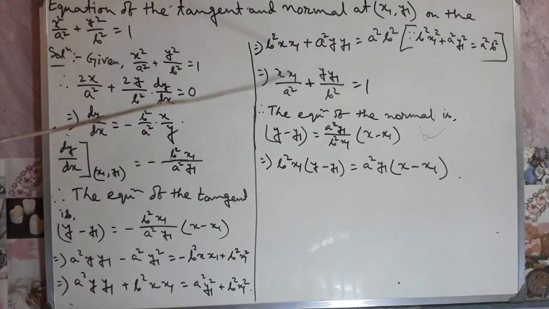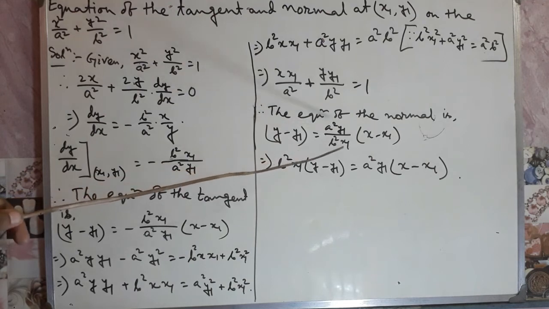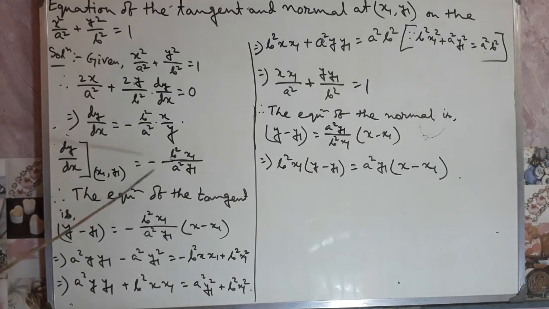By calculating we will get this one, and the equation of the normal, that is y minus y1 is equal to minus dx/dy into (x minus x1). From here we are to find the value of minus dx/dy.